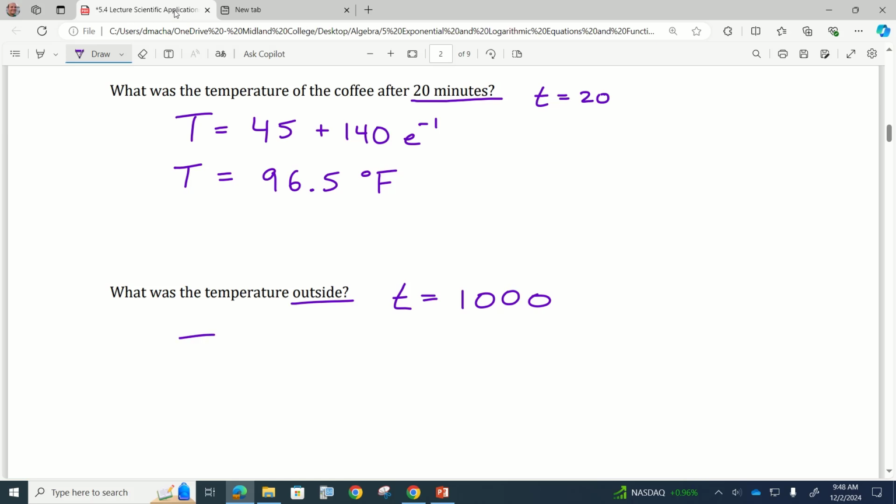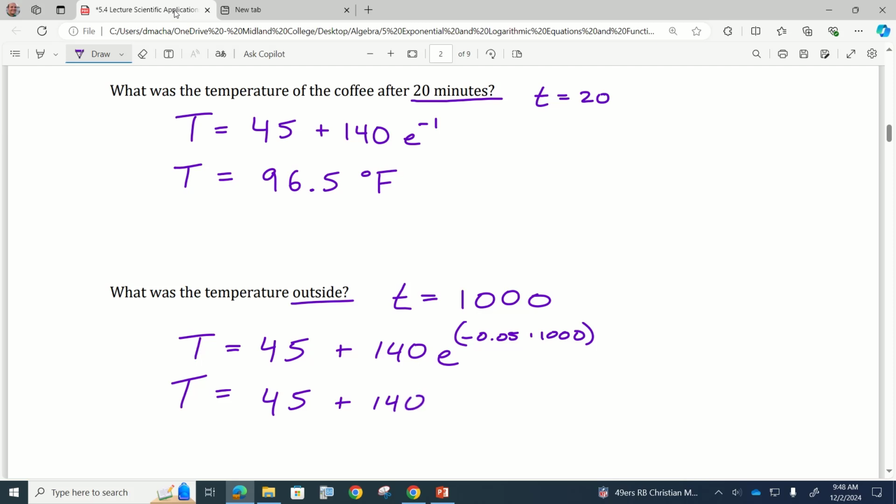So in my little heat transfer model, if I were to type in some really large value for lowercase t, we would get 45 plus 140 times e to the power negative 0.05 times 1,000. And this is 45 plus 140 times e to the power negative 50.